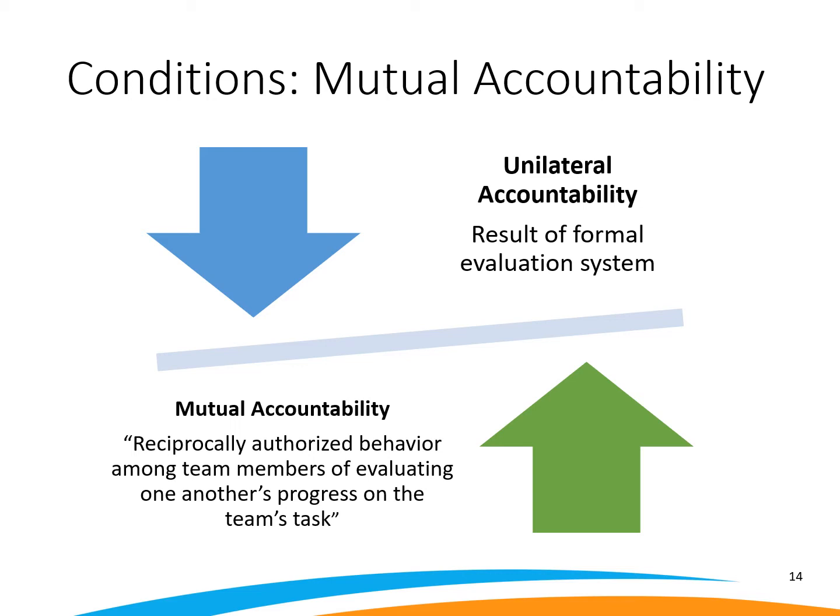And when we look at the difference between traditional accountability, which is really in the green arrow there, unilateral or traditional accountability is the result of a formal evaluation system where others are evaluating work that you have done. But a view of mutual accountability takes into account the interdependent work of teams that is required in order to be able to move forward at a level of high performance.